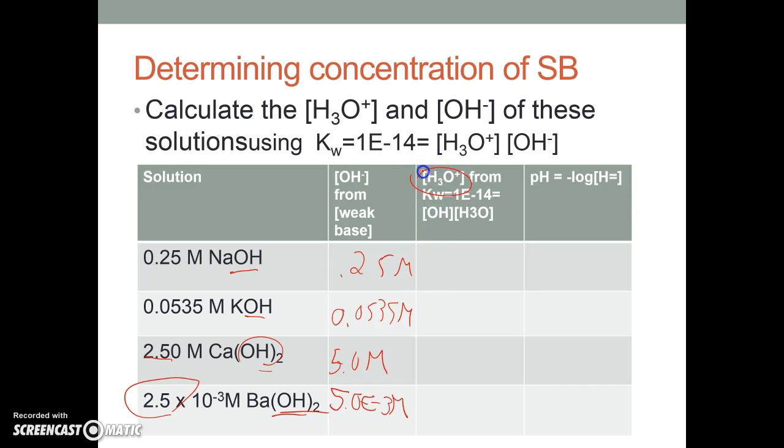Find the H3O concentration from the KW equation. So in this case, you'll say 1E negative 14 divided by 0.25 equals, and the first one comes out to be 4E negative 14. And then you just hit negative log of that, and you'll get the pH, and this is 13.4. I'm going to let you work out the rest of those on your own and get that onto your exit ticket before you turn it in.